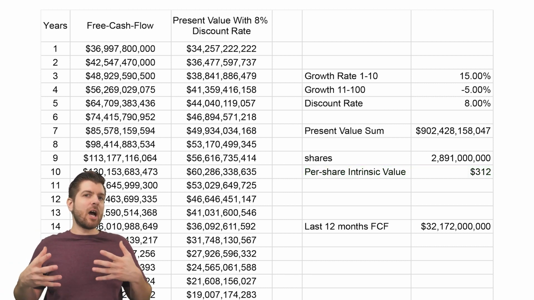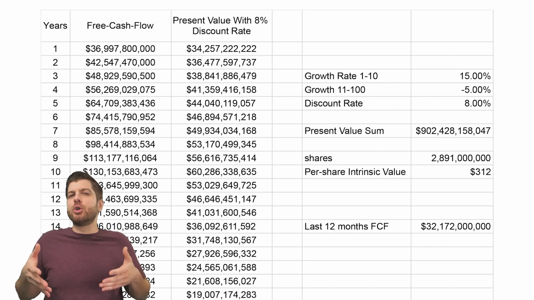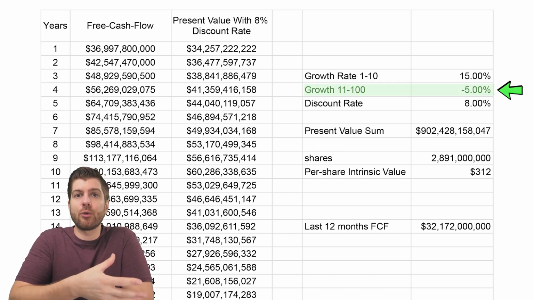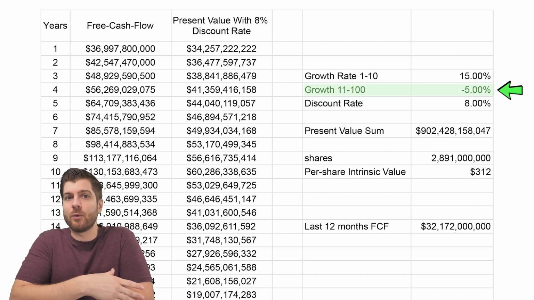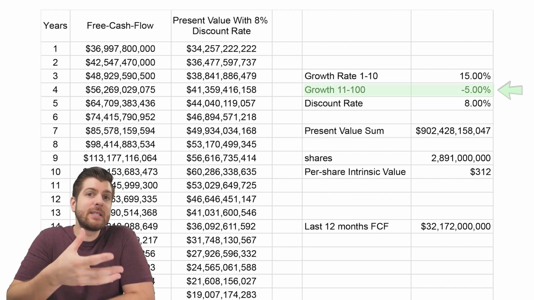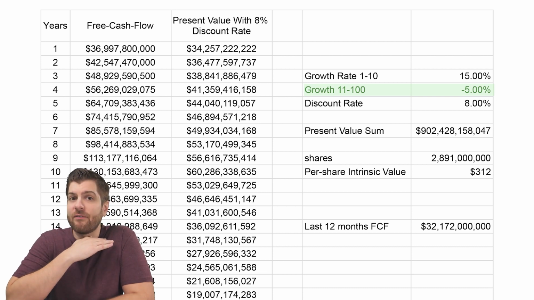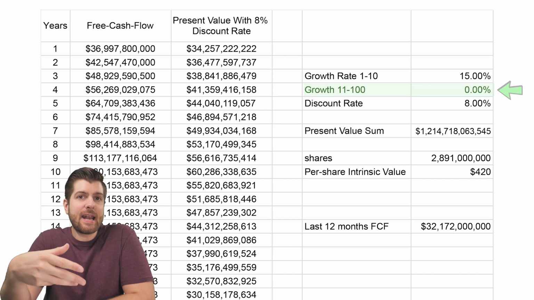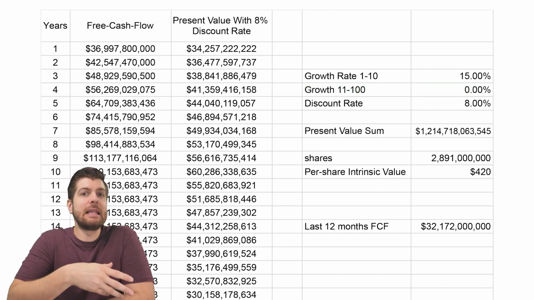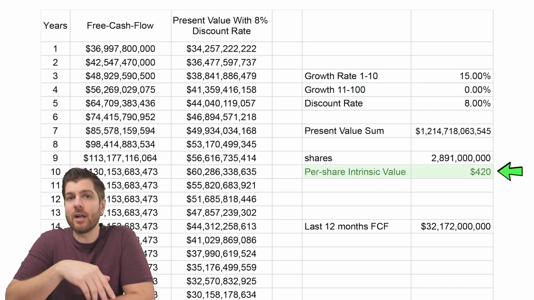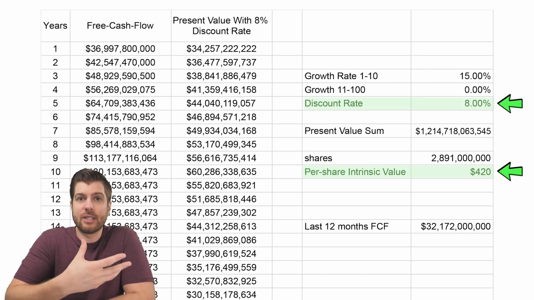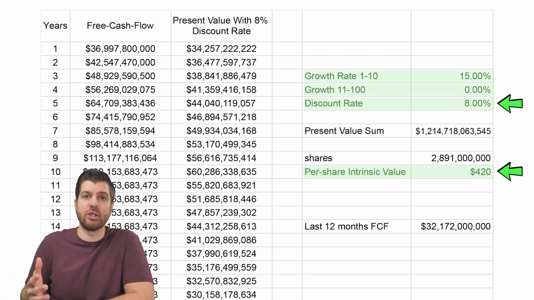However, what if this is not realistic though? Like, what if we're being too conservative in our estimates? For example, if instead of saying that growth rates in years 11 and beyond will be -5%, what if we said that instead growth will just flatline and we change this to 0%? Well, we can see that now, as long as we paid less than $420 per share, we'd be able to get 8% annual returns or higher, assuming our free cash flow predictions are accurate.